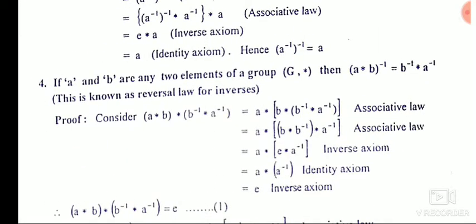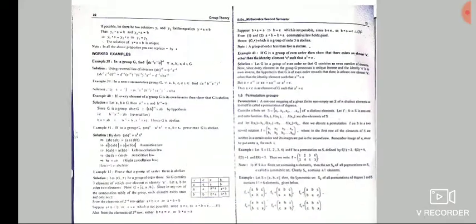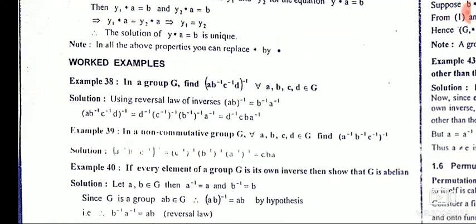See this one, (A star B) whole inverse is equal to B inverse star A inverse, because here the group is not commutative. Only an abelian group is commutative. So (A star B) whole inverse is equal to B inverse star A inverse. It is not always equal to A inverse star B inverse. That is possible only if it is commutative. So we have to use that thing here for all these elements.